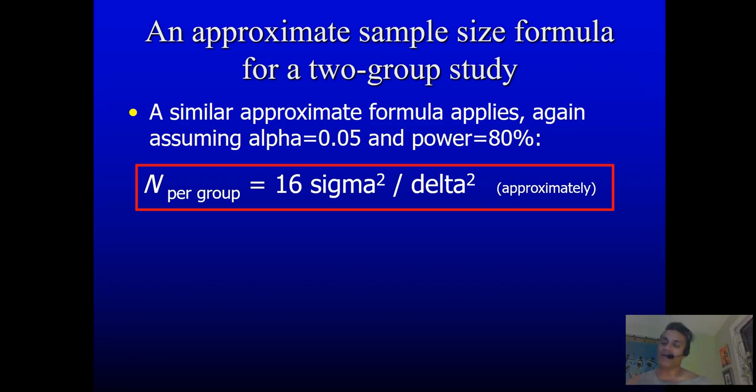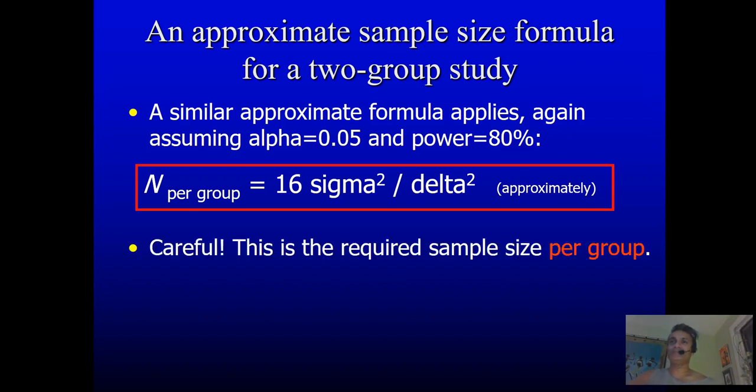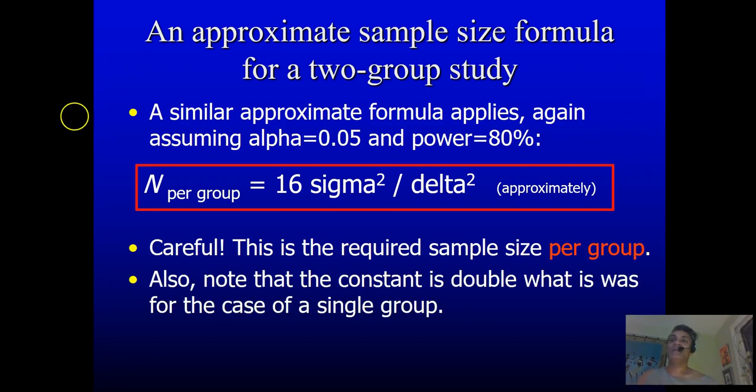Well, we just said we have to round up, right? So 9.1 per group means 10 per group, which means 20 people total. What some people do, they take 9.1, multiply it by 2, they get 18.2, and they round that up to 19. They say, wait, we need 19 people. No, you need 20 people. You round up first, then you double it. See that? Cool. This is the sample size per group, like I said.